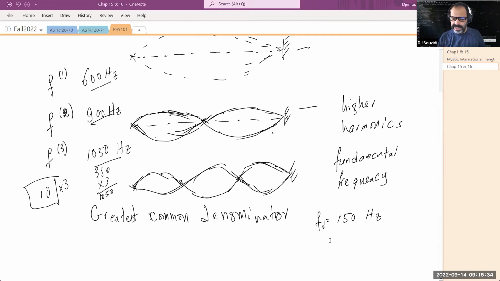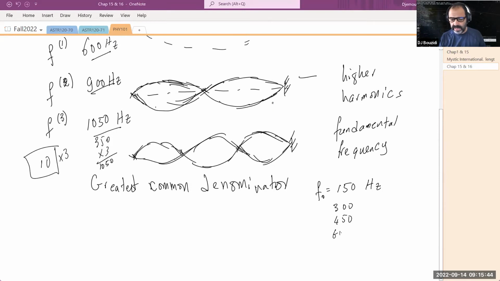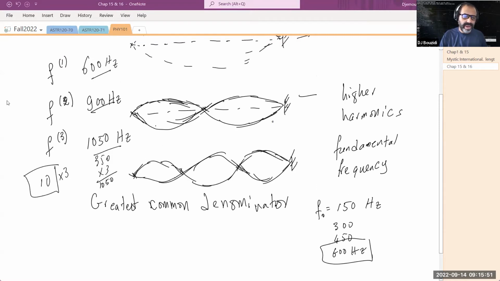And I could form theoretically 300, which is twice this number, or I could find also 450, which is 3 times this number, or I could find also 600, which is already found, already listed in here. That's why I was avoiding labeling these things with the indices, okay?